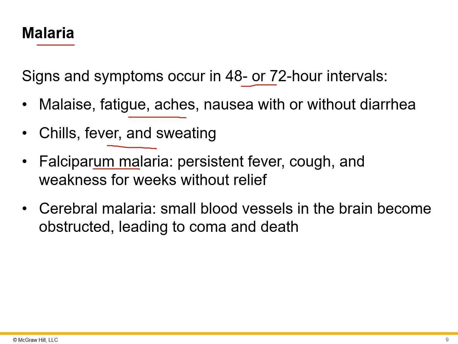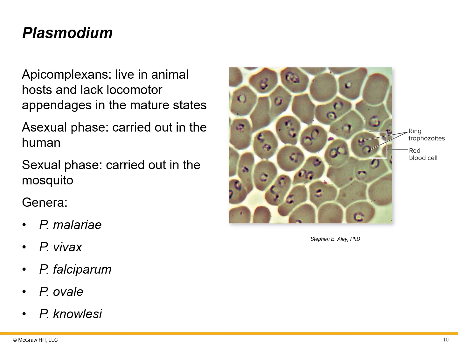So falciparum malaria, this is a persistent fever with a cough, weakness for weeks without relief. And then cerebral malaria, this is cerebral, thinking about the brain. So the small blood vessels of the brain become obstructed, and this can lead to a coma or death. Now, this is caused by a protist. So again, we don't talk a lot about protozoan diseases, but this is one that does have a huge impact.